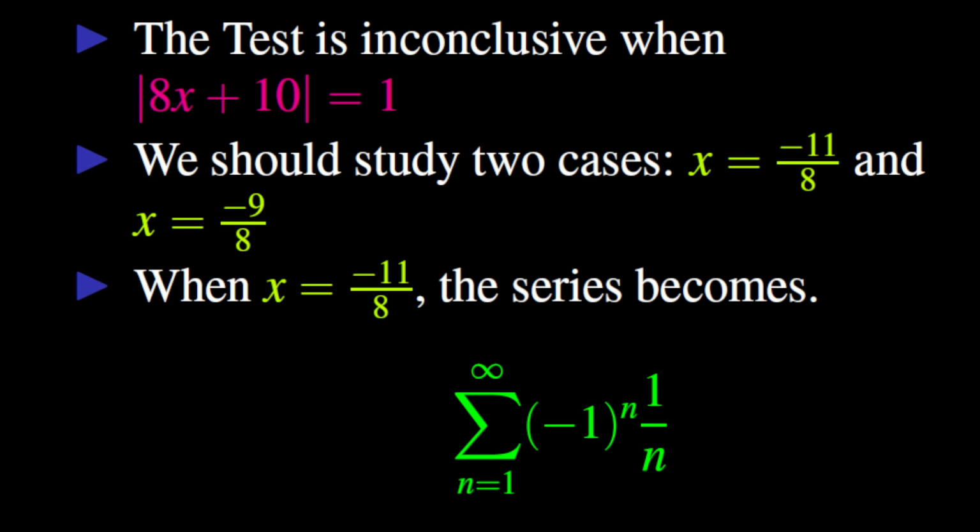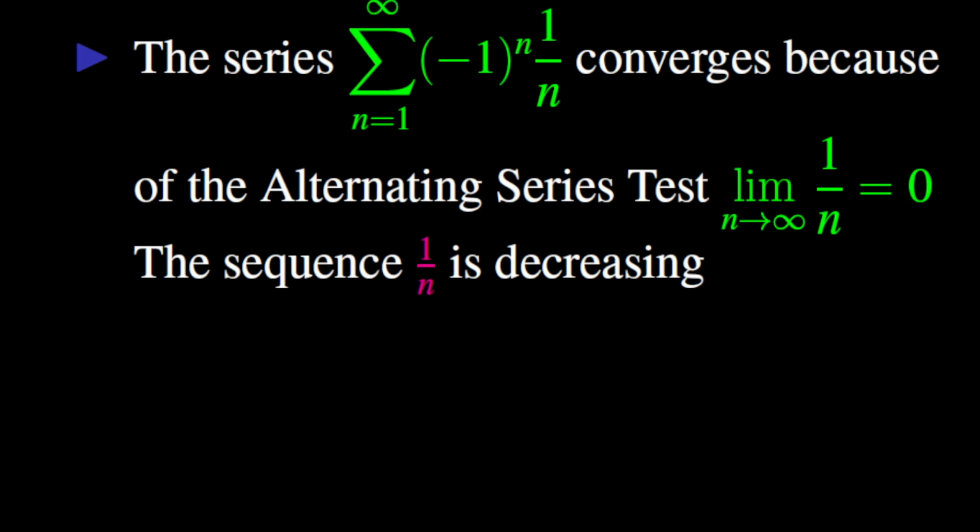When x is equal to -11/8, the series becomes an alternating series with terms (-1)^n times 1 over n. We will now investigate if this new series converges or diverges. Using the alternating series test, the series converges because the limit as n goes to infinity of 1 over n is equal to 0, and the sequence 1 over n is obviously decreasing.